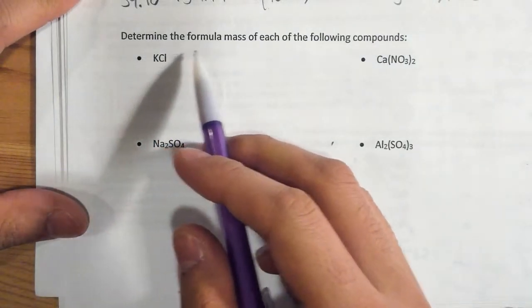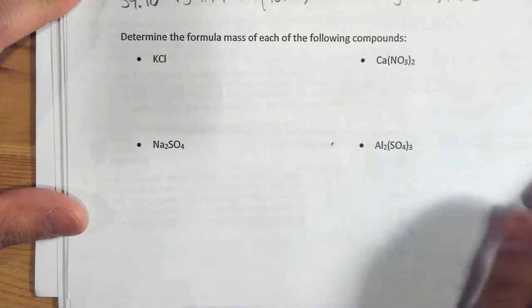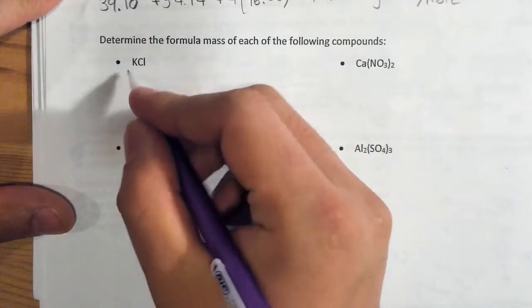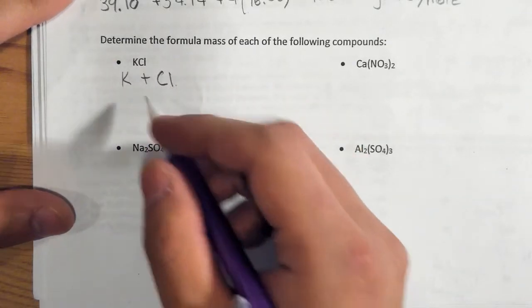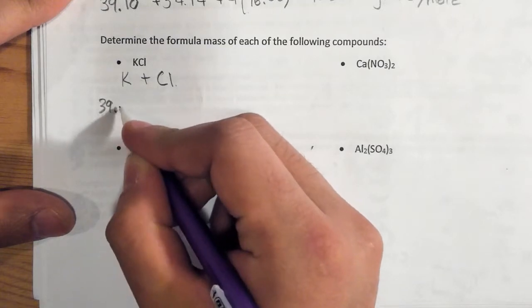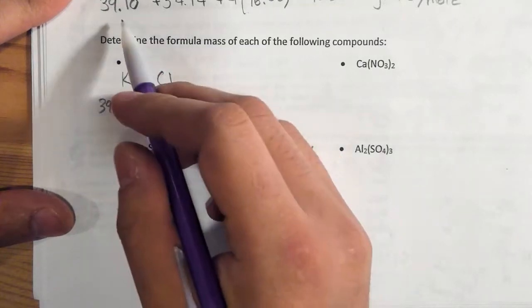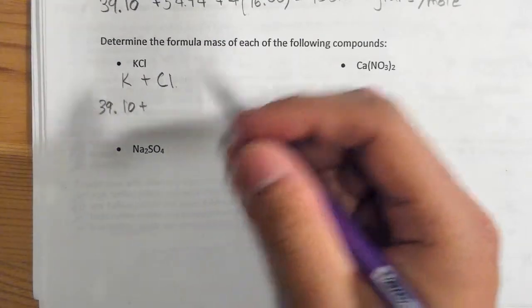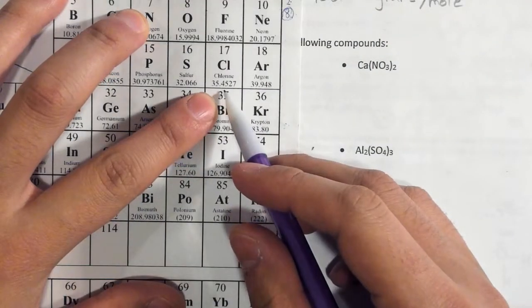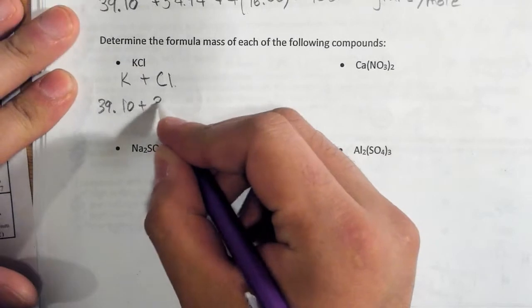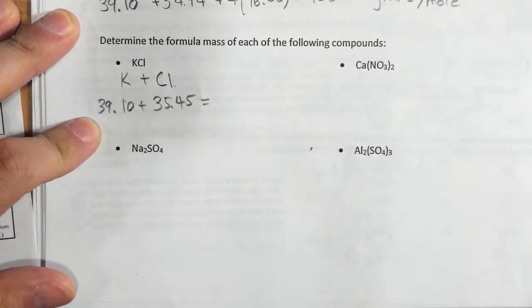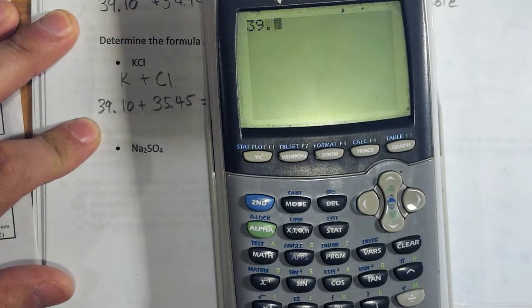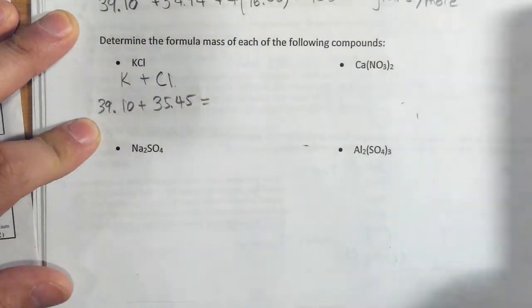So it says determine the formula mass for each of the following compounds. Okay, so let's do this quickly. So potassium, K, and we're doing Cl. All right. So potassium has 39.10. That's basically a number from the previous one. Chlorine, let's see. Chlorine is right here. 35.45. All right. You're going to add that. So that will give you 39.1 plus 35.45 will give you 74.55.